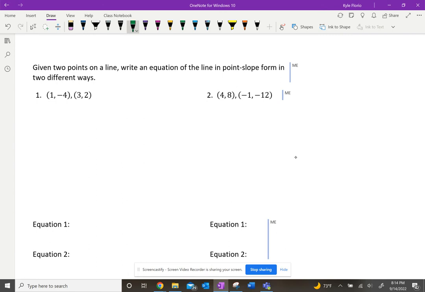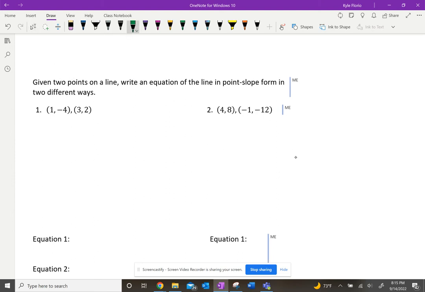Given 2 points on a line, write the equation now in point slope form. This time you're given 2 points instead of 1 point and the slope. So we just need to find the slope, but we know how to do that. I'm given 2 points. We did this before. It's rise over run, and the rise is the difference of your y coordinates, and the run is the difference in your x coordinates. So if I call this x1, y1, and x2, y2.